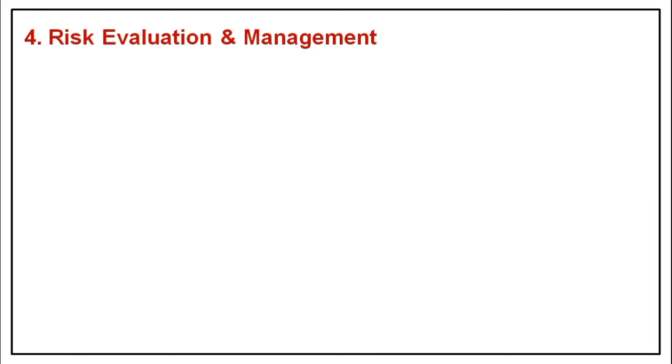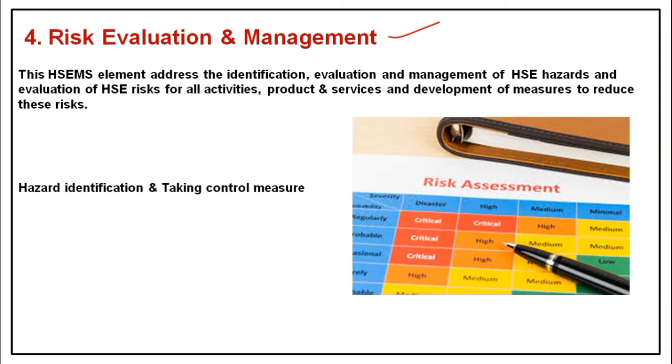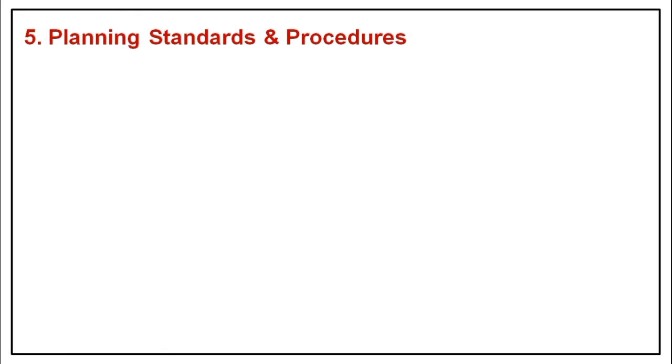Fourth one is risk evaluation and management. These HSEMS elements address the identification, evaluation and management of HSE hazards and evaluation of HSE risk for all activities, products and services, and also development of measures to reduce this risk. In risk evaluation, hazard identification and taking control measures are main components. Friends, there are 2 types of risk assessment. One is qualitative risk assessment and the second one is quantitative risk assessment.